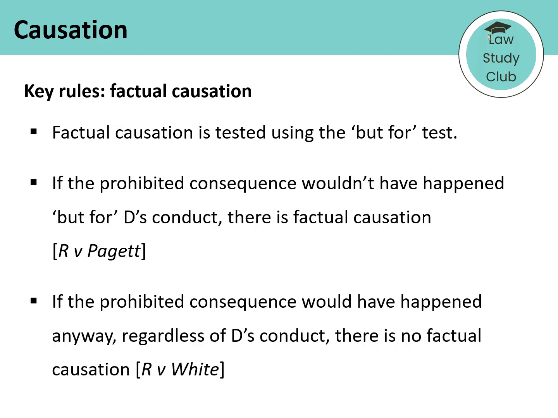So our key rule on factual causation is that it's tested using the but-for test, which asks whether the prohibited consequence would or wouldn't have happened if the defendant hadn't acted the way they did. It's a good idea to practice using the phrase "but for" in the way we've been using it here, because it's the clearest way, with support from Paget or White, of applying the test of factual causation to a scenario question in the exam.